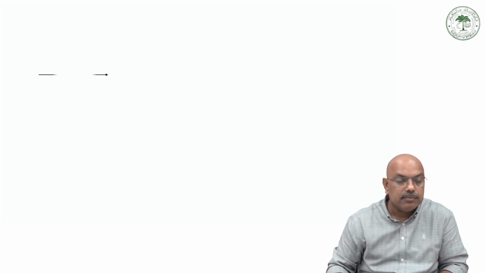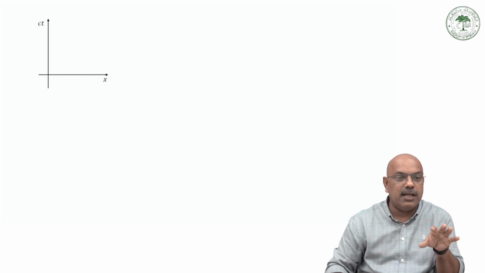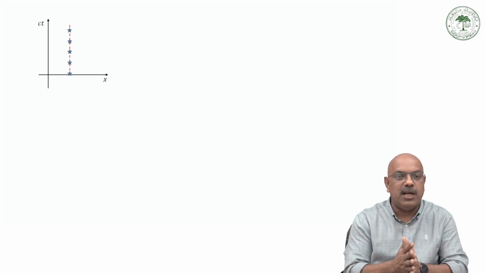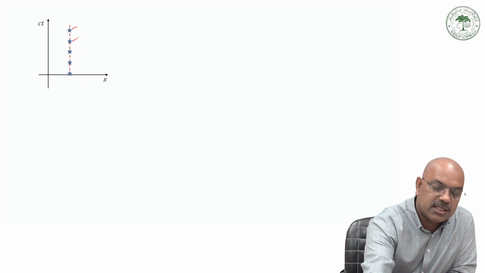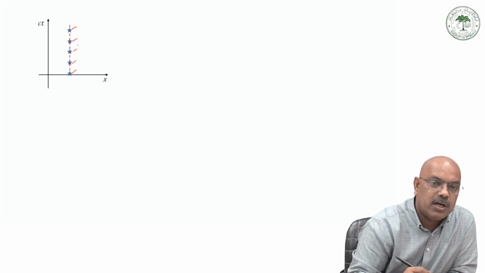Now we can talk about this if I plot x and ct in Minkowski space. So you can see that if this is my world line, on which I have these world points on this world line.